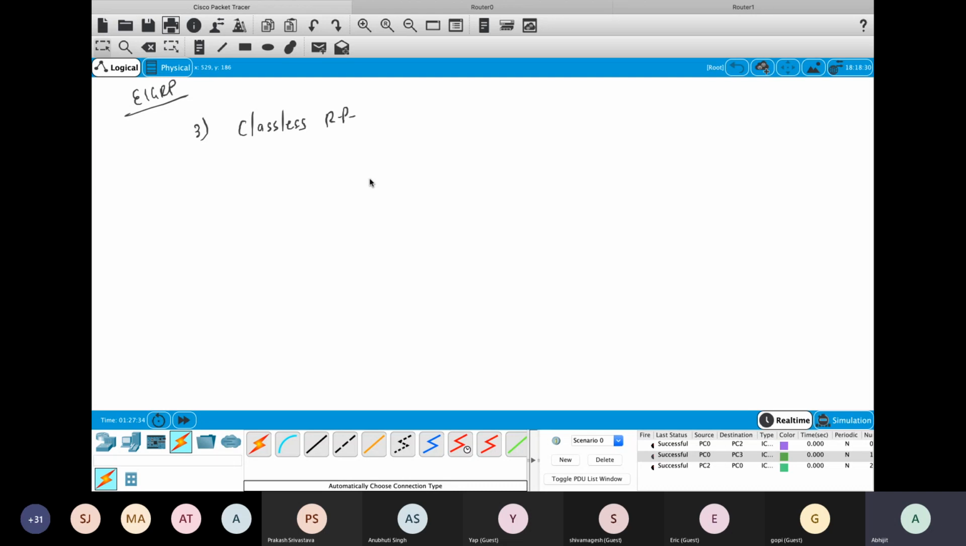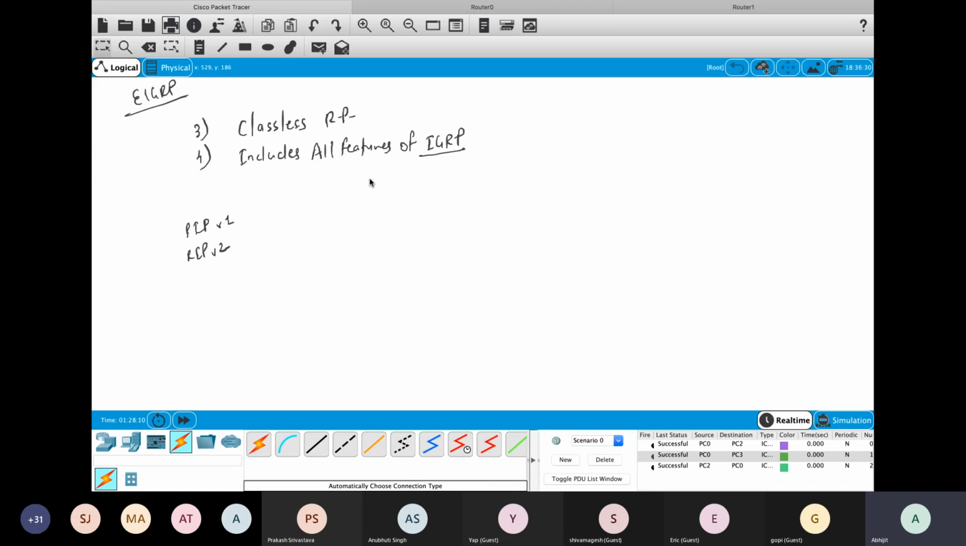Then the next one: it is an enhanced version of its predecessor, so it includes all features of IGRP. IGRP stands for Interior Gateway Routing Protocol, which was the previous version of EIGRP. And EIGRP is just like you have RIP version 1 and RIP version 2.